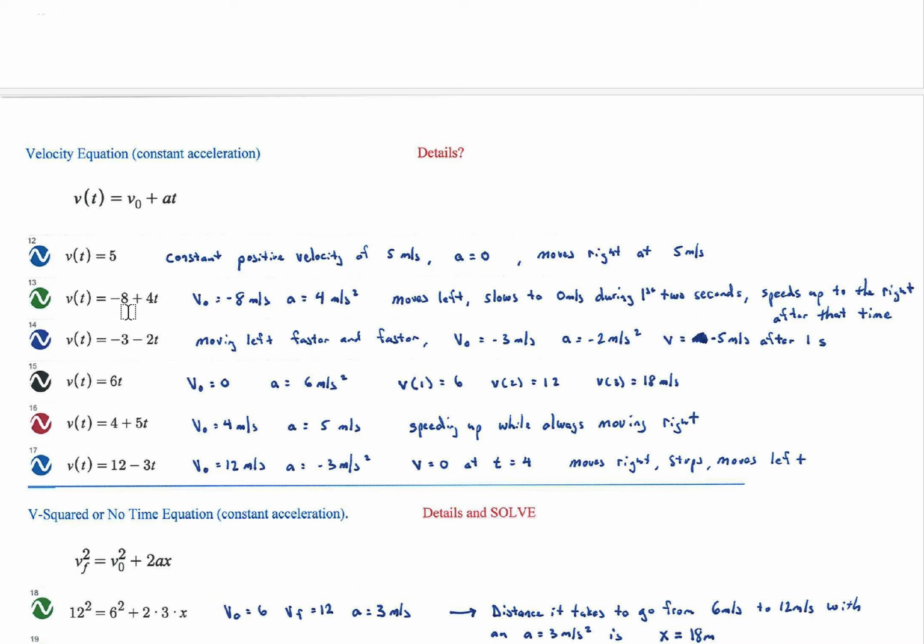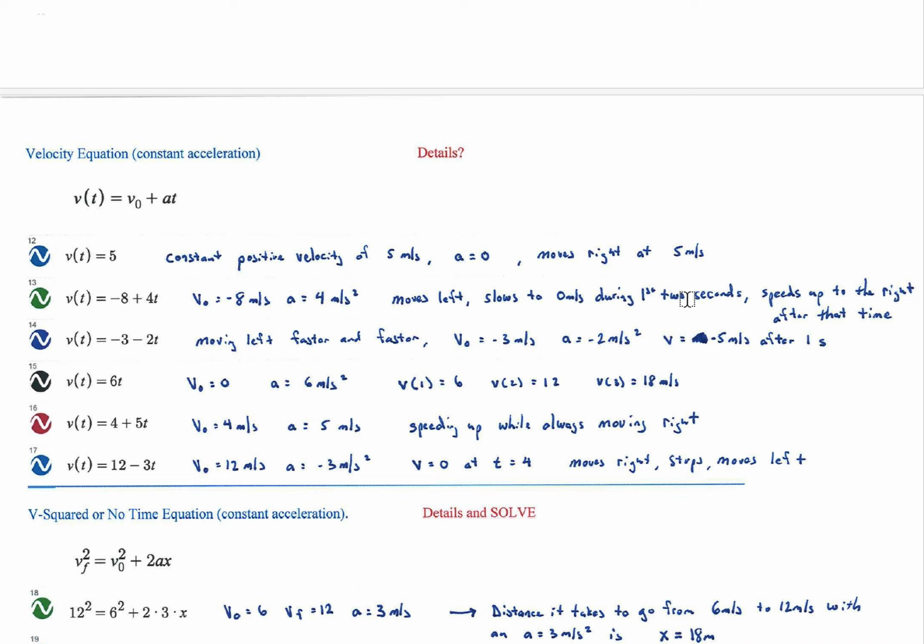Look at 13. It's got a negative velocity and a positive acceleration, right? Negative velocity, v naught, is -8, where your acceleration is 4. And if you think about it, you're going to move left, you're going to slow down to 0, and that's going to take 2 seconds. Because after accelerating for 2 seconds at 4 meters per second squared, you're going to increase your velocity by 4 meters per second for 2 seconds. Well, that's going to take -8 to 0, and then you're actually going to speed up to the right after that time.